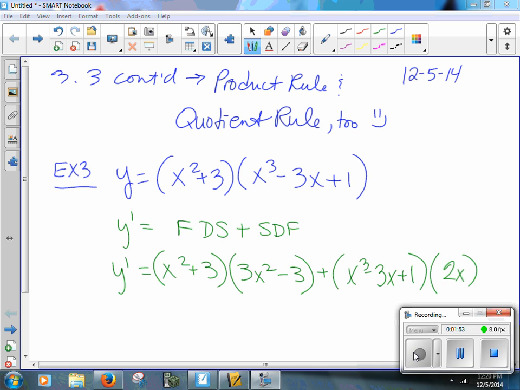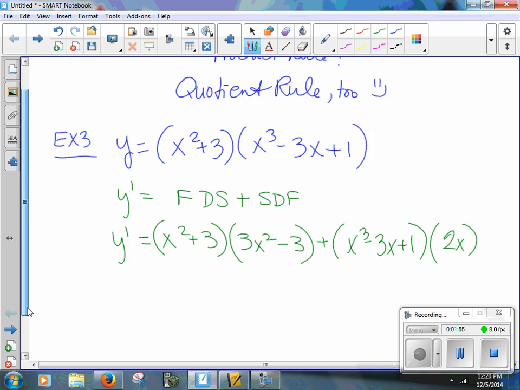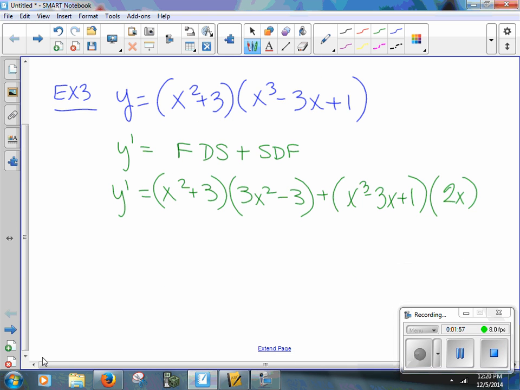Now, what are we going to have to do? What do you think you're going to have to do? Distribute that first piece of that function, and then what are you going to have to do at the tail end of this? You're going to have to FOIL the first piece and do what with that second? Distribute.